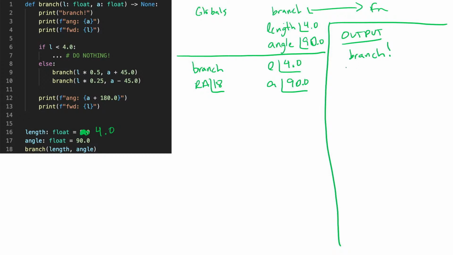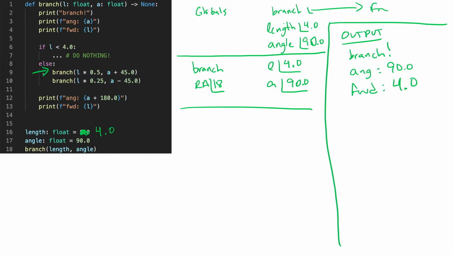Okay. And if we looked at our output for the previous function definition, we know that every time we see branch, that means there's at least one recursive call happening. And so that's actually going to map one-to-one with the number of frames that we set up in this recursive function call. Then we reach ang, so this print is ang a, which is 90. And then L is the length for forward, and forward is 4.0. All right? And then we reach this if statement. So if L is less than 4.0, we do nothing. Well, L is 4.0, so this is when we hit the else.